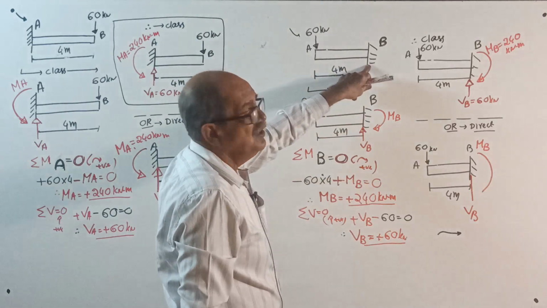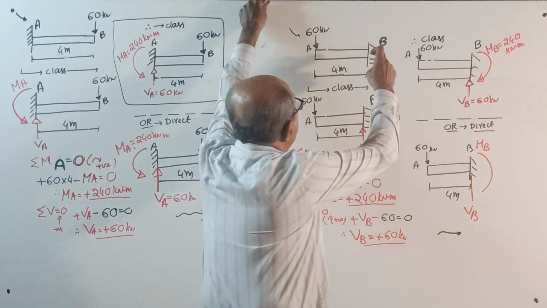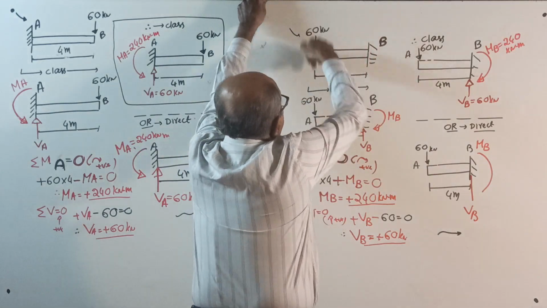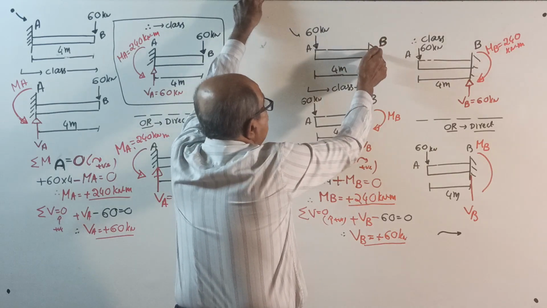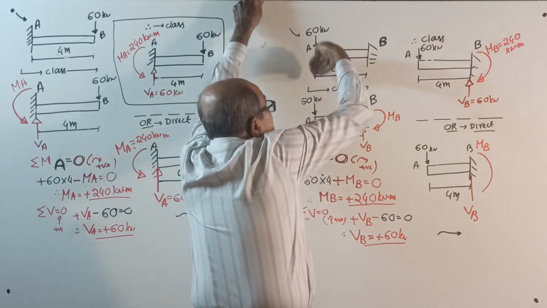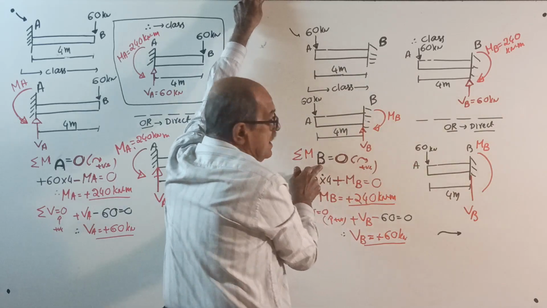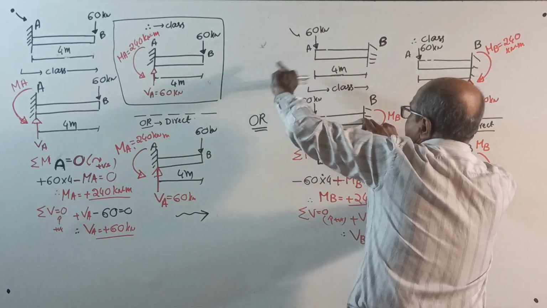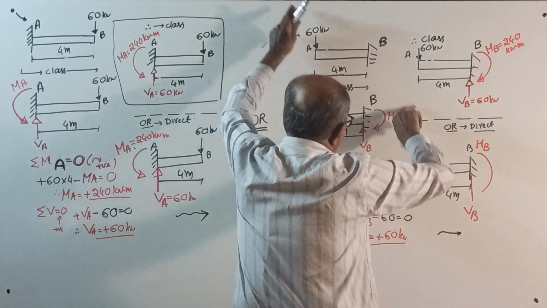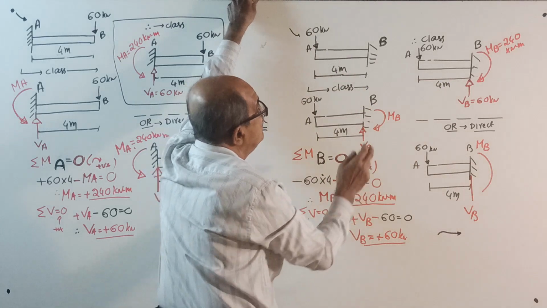Suppose you consider, some people may like right side fixed. It is your choice. If you take right side fixed, load down, reaction up. About B, about the fixed end, it will create anti-clockwise moment, balancing clockwise. Take moment about B. Minus 60 into 4 plus MB equal to 0. MB will come. Sigma V equal to 0, VB will come.